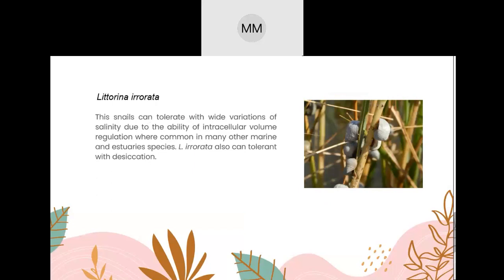The last one is Littorina irrorata. These snails can tolerate wide variations of salinity due to the ability of intracellular volume regulation, which is common in many other marine and estuary species. Littorina irrorata can also tolerate desiccation.